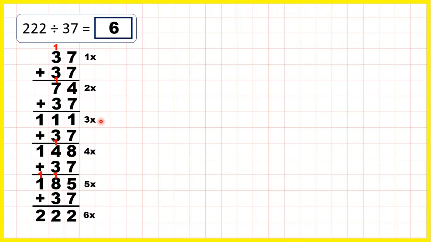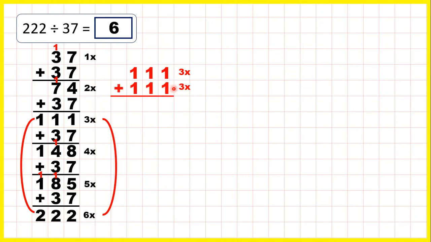Now I mentioned that there was a shortcut. Once we knew that 111 was 3 times, we could have doubled 111 to get to 6 times. So if you know 3 times, you can add the number to itself, and that will give you 6 times, because 3 plus 3 is 6. So we could have spotted straight away, once we got to 111, that 222 divided by 37 would be 6, because 222 is double 111, and 6 is double 3.